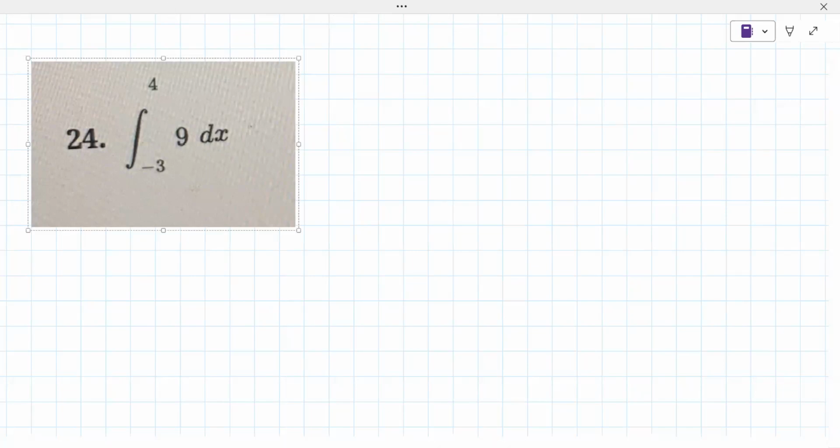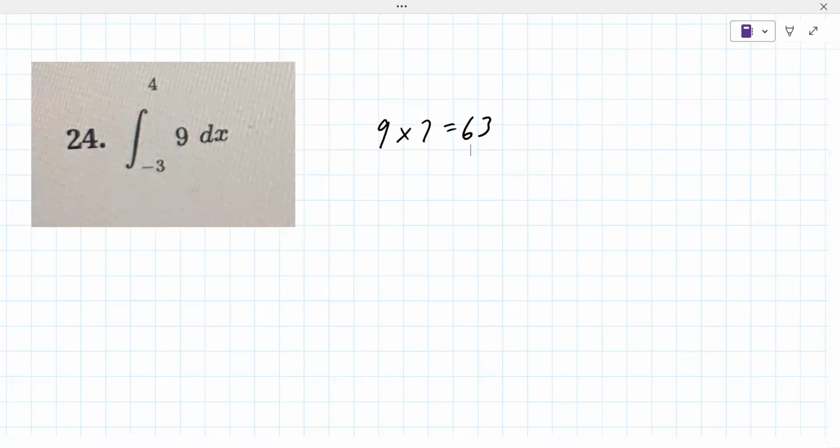And it would just be, so 9 would be the height, and then between -3 and 4 would be the base. So it'd just be 63 then? Yes, okay.